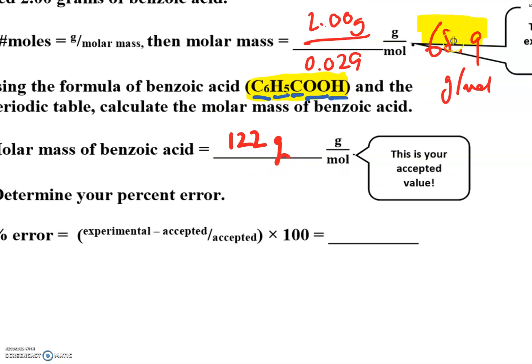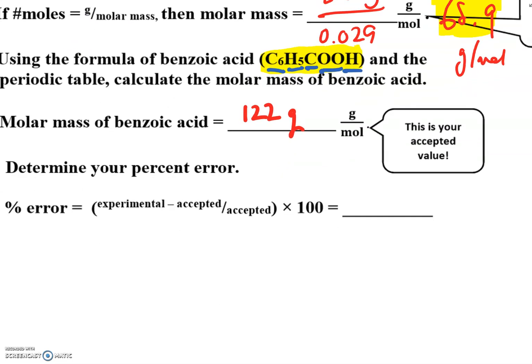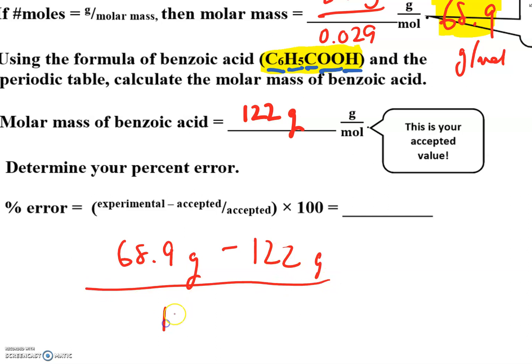I don't care how big it is. Okay, we'll all be freaks together, right? So let's take our numbers. 68.9 grams is our experimental value minus our accepted value. And we're going to divide all that by our accepted value, and we're going to multiply that by 100. So here we go. 68.9 minus 122. Let's take that answer and divide it again by 122 and multiply by 100.